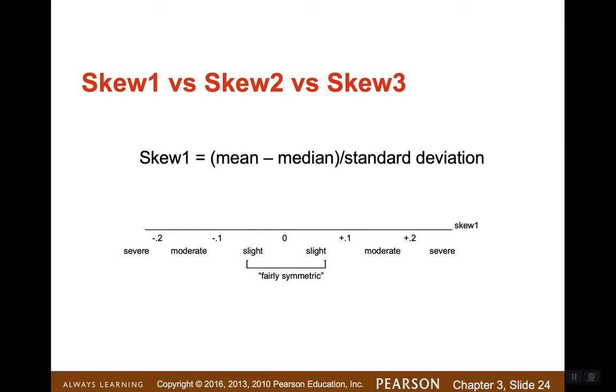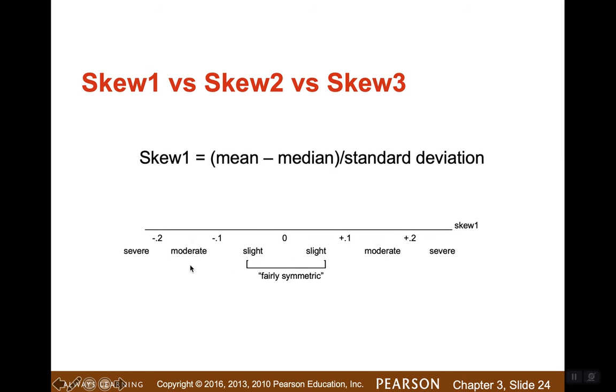So if I want to do a calculation of this, I take the mean minus the median, where the mean is the average and the median is the central value, divided by what we've calculated as the standard deviation. That will tell us what the skew is. And the way we would interpret it is if it's 0, then we're symmetric, kind of within that range.